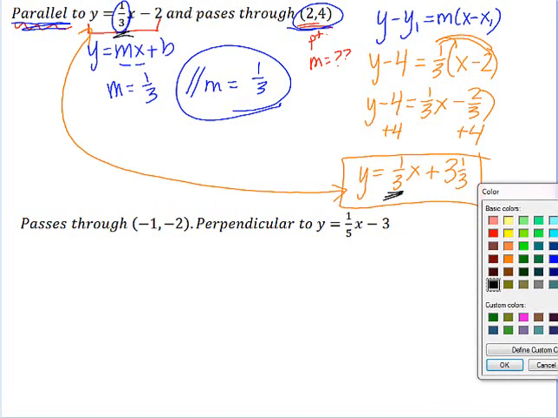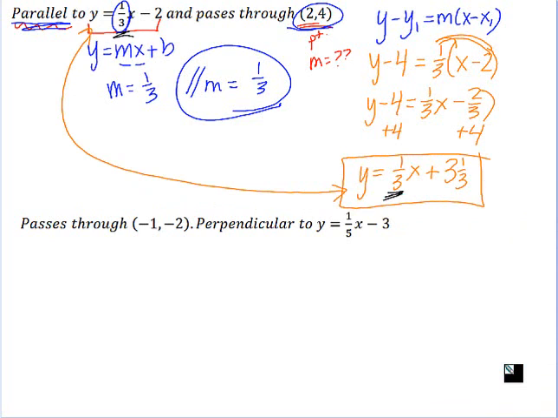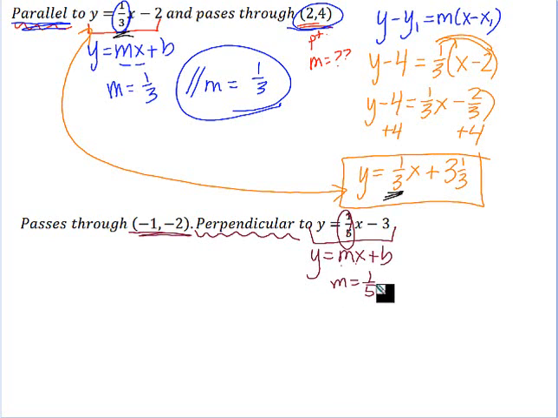Okay, another example, similar. This time we are passing through the point negative 1, negative 2, and we are perpendicular to y equals 1/5 x minus 3. Notice that the y is alone here. So we're once again going to compare it to our slope-intercept form of y equals mx plus b. The slope is always attached to the x. So here, the slope of that line is 1/5. Well, we are perpendicular to it, so the perpendicular slope to 1/5 is negative 5.